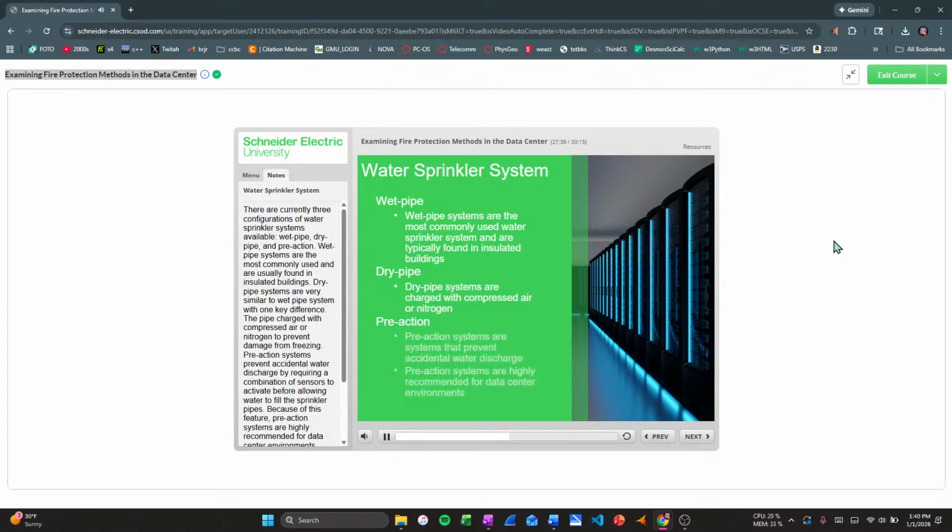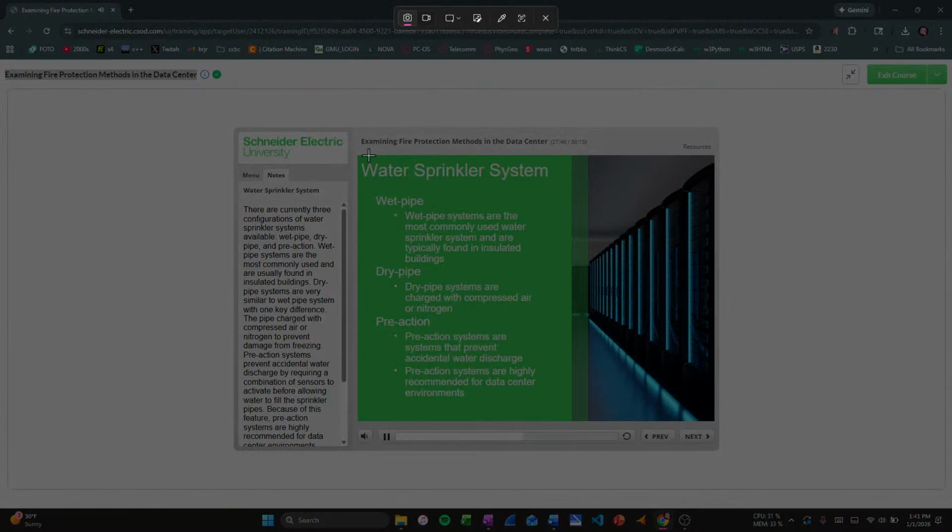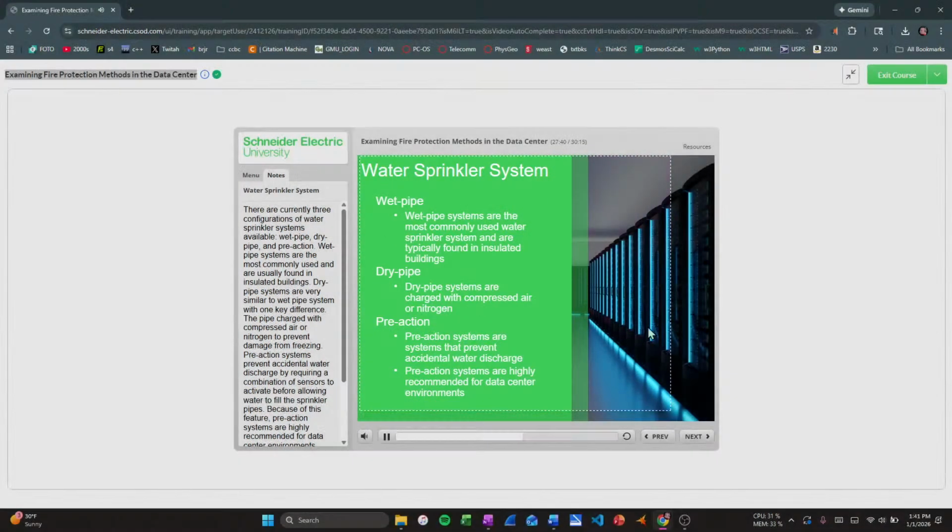Pre-action systems prevent accidental water discharge by requiring a combination of sensors to activate before allowing water to fill the sprinkler pipes. Because of this feature, pre-action systems are highly recommended for data center environments. Lastly, it is important to note that water sprinklers are not typically recommended for data centers, but depending on local fire codes, they may be required.